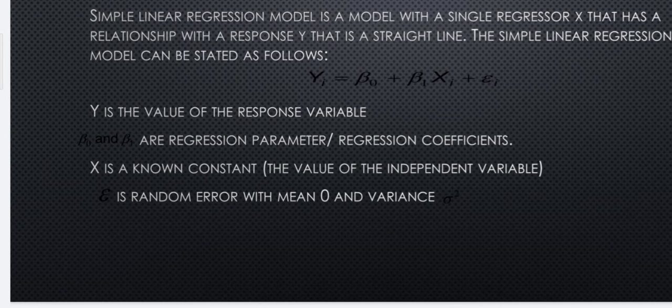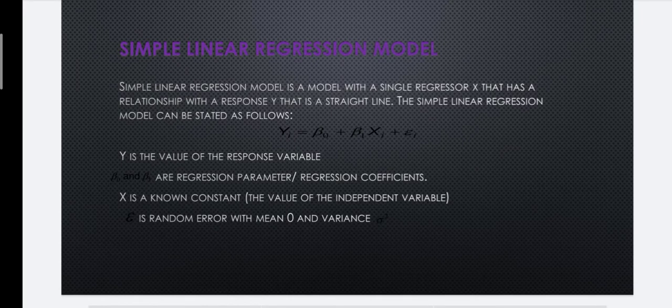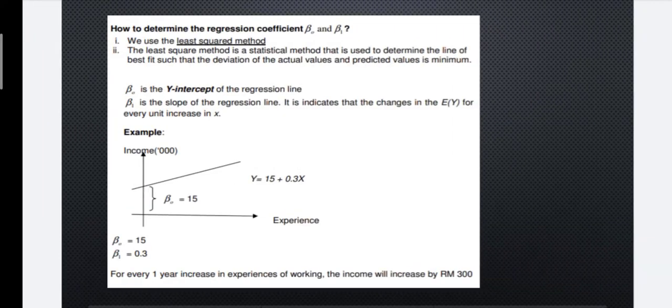Beta naught and beta 1 adalah parameter. Beta naught adalah y-intercept and beta 1 adalah slope. So epsilon tadi tu adalah random error with mean 0 and variance sigma square. Okay, so ini adalah illustration of the regression equation yang saya cakap tadi. Ini adalah simple regression equation yang adalah straight line kan. So how to determine the regression coefficients beta naught and beta 1? So we will use the OLS method tadi untuk estimate the parameters, OLS, ordinary least square method, untuk estimate the parameters beta naught and beta 1.